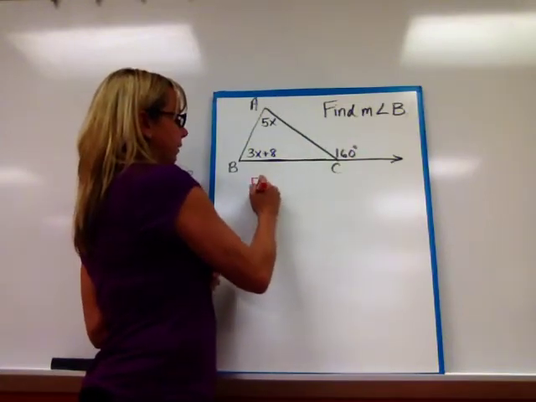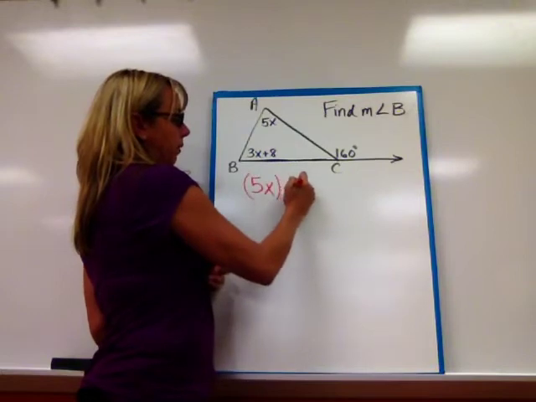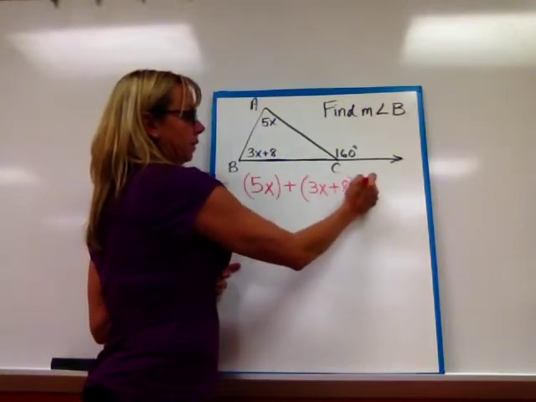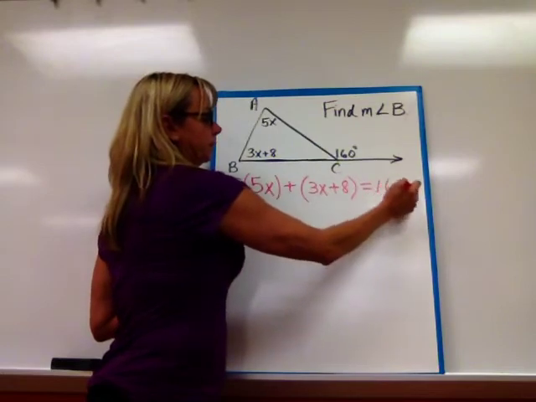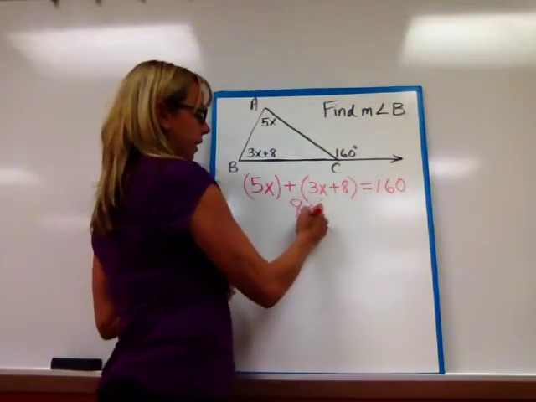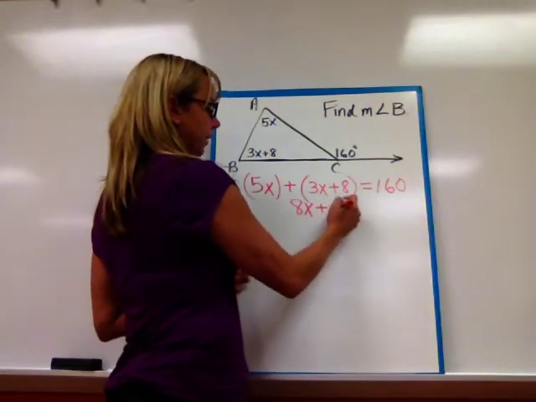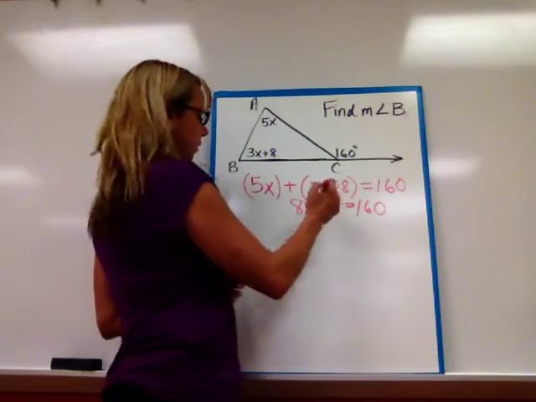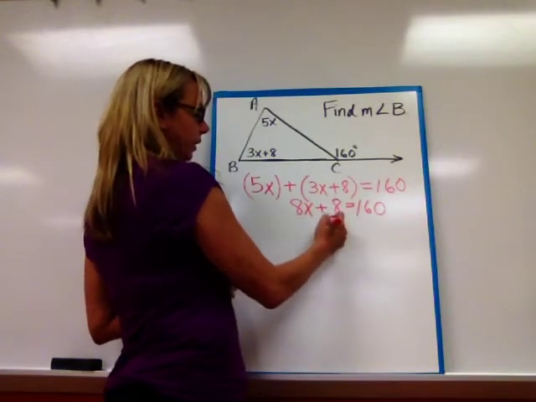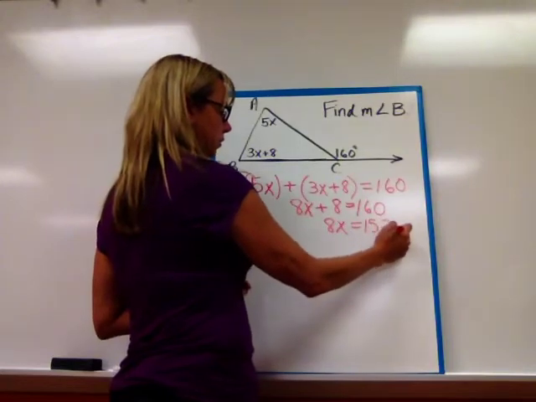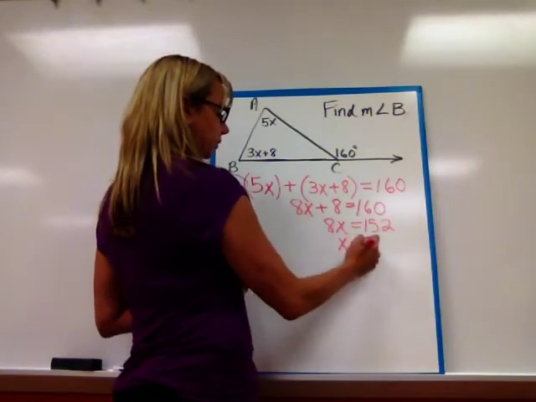So 5x plus 3x plus 8 equals 160. I'm going to go ahead and put like terms together. 8x plus 8 equals 160. Subtract 8 from both sides, you get 8x is equal to 152. So x equals 19.